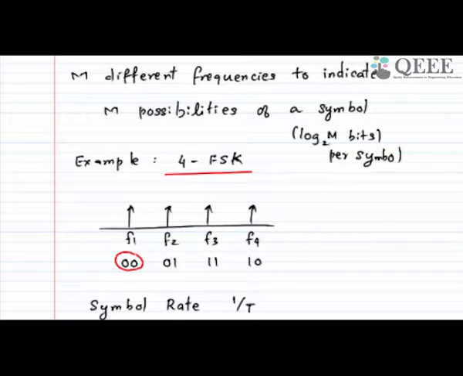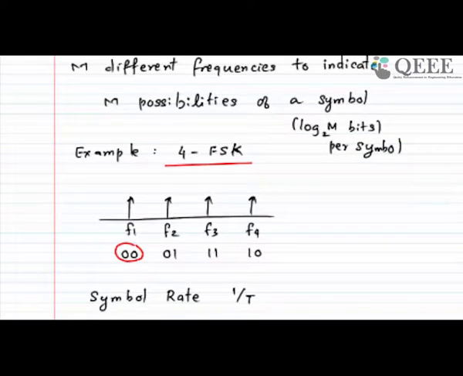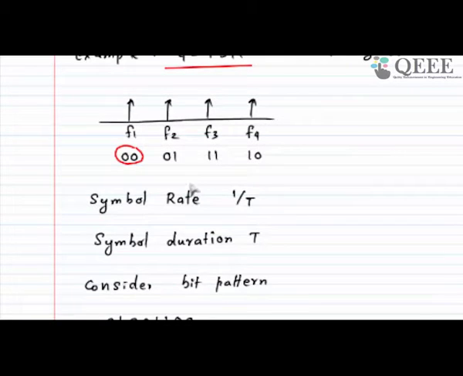Okay, so in this case you have 4 FSK, so you will have 2 bits mapping each symbol, right? So this is the simple idea. Again, the symbol rate and symbol duration come into the picture. How much duration you take to send this symbol is basically symbol duration, and then the inverse of the symbol duration is your symbol rate. Okay, so that is the rate at which you are sending the symbols, right?